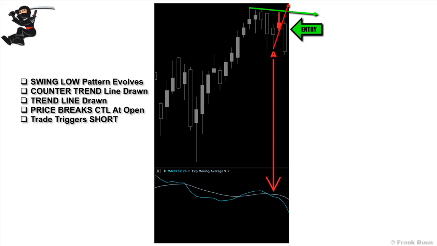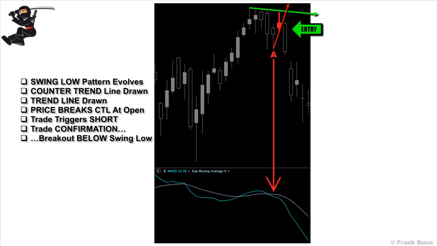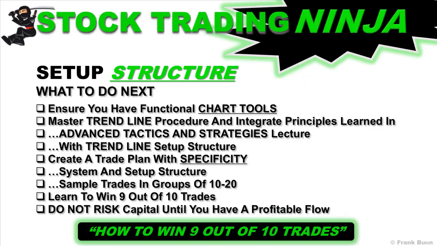After this, the trader perceives an entry when the price breaks the counter trend line at the open of the next interval, and the trade is triggered short several pennies below the low of the red trigger bar. Trade confirmation is received when the breakout trades below the swing low at point A. So let's take a look at what you can do next.